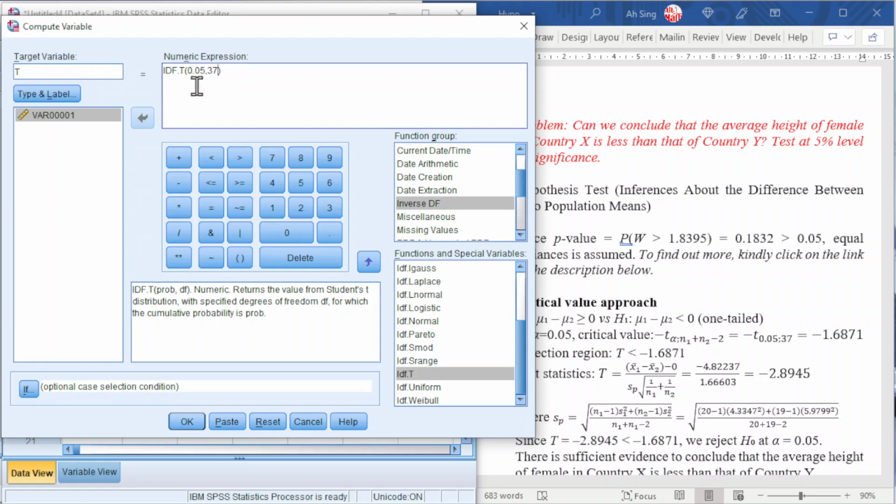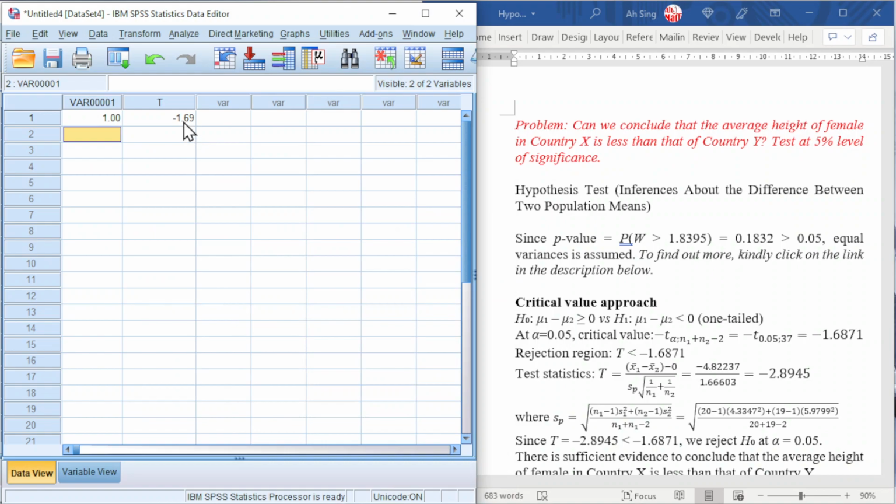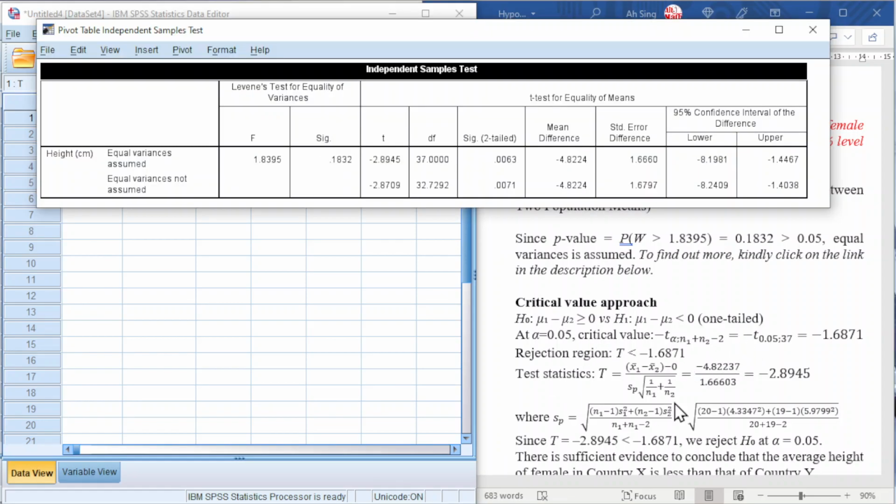Since this is a left tail test, we should obtain a negative value. For a left tail test, the critical value must be negative. So no wrong, we can click on OK. If right tail, we should take the modulus of the value. From here, we can see that the critical value is negative 1.6871.